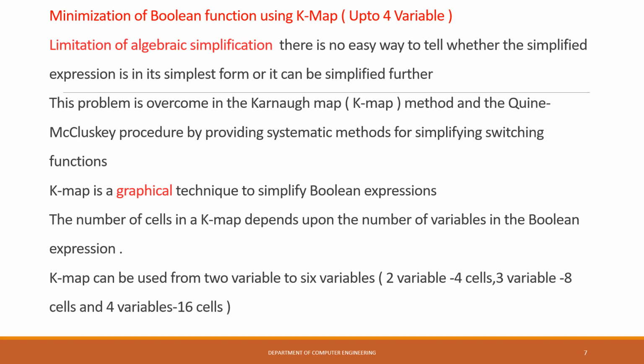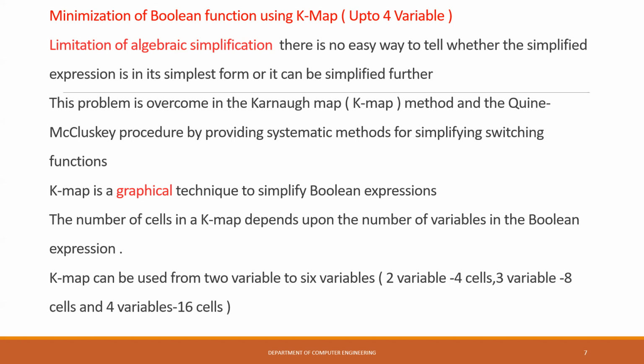For a two-variable Boolean expression, the number of cells required in the K-map is 2 raised to 2, that is nothing but 4. Because in digital systems, two notations, logic 0 and logic 1, are used, that's why the base is 2. For two variables, 2 to the power 2 is 4, means the K-map is represented by using 4 cells.